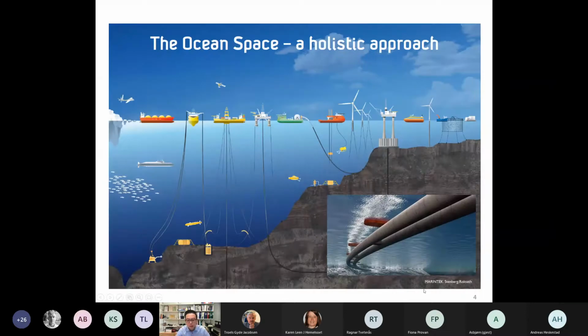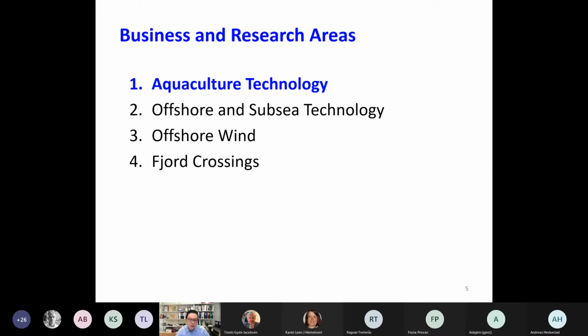You can look at these figures. It covers the different activities in the oceans from the deep water all the way to the shallow water. Based on this, we formed four important research areas in Norway. They are the aquaculture technology, the traditional offshore and subsea technology, offshore wind, and finally the fjord crossing, because we are building bridges to connect the islands for transport, logistics, and tourists.